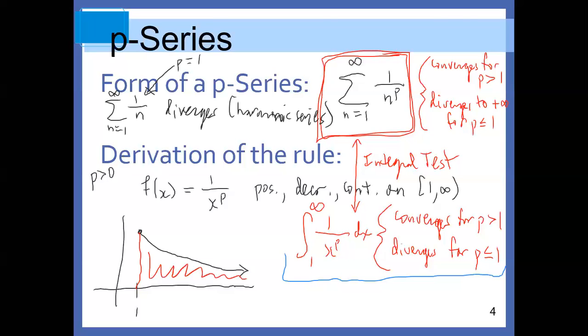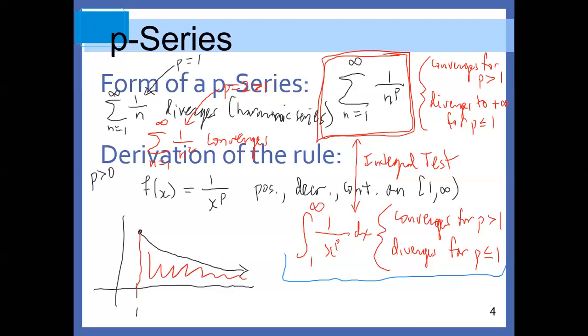What about this guy? What about the sum n going from 1 to infinity, 1 over n squared? What do you think about that? Does that series converge or diverge? It converges because p is equal to 2, which is greater than 1. This guy converges.